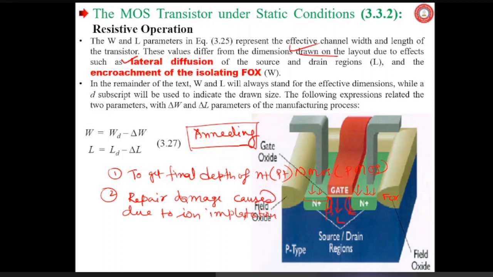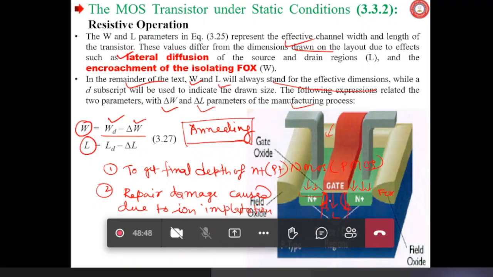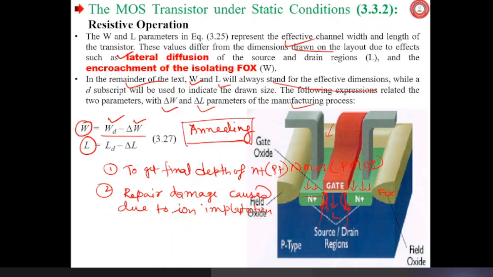Sir, if the source and drain bulge out, then shouldn't the channel width increase? Bulge out means what? It is bulging out in this way. The drawn channel length is from here to here, right? Yes, it is here to here. But that is channel length; it is going to decrease, not increase. Is it clear? Yes, sir.